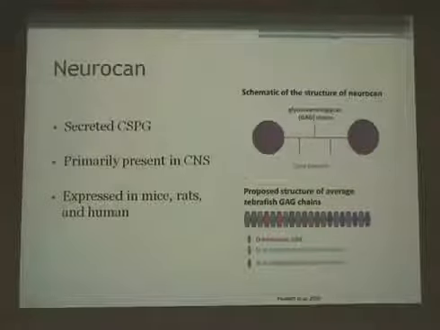We also know that Neurocan is highly conserved between mice, rats, and human, and it has, as all the other CSPEs, a protein core and these glycosaminoglycan chains. The glycosaminoglycan chains are unique for Neurocan as they are unique for the other members of the CSPE family.